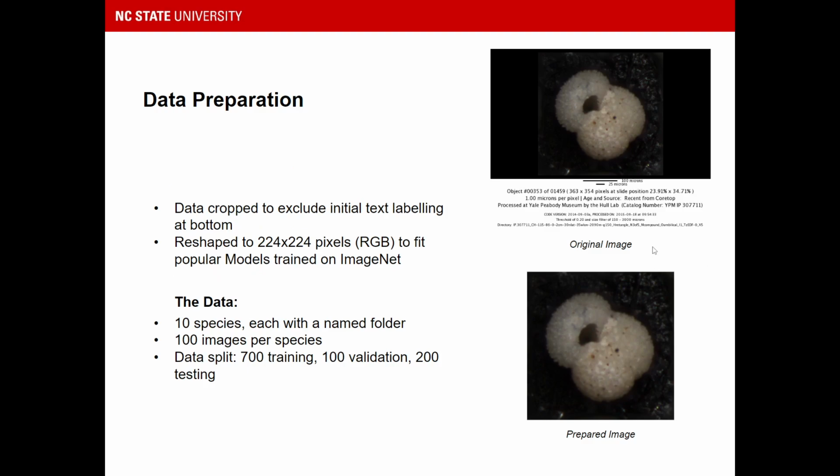Every single image from MLSSforums.org has an image of a forum with a label, and they're also all different sized images. So what we did was we worked to crop out the labels for these images and reshape them all to a uniform 224 by 224 pixels to fit some of the popular models we wanted to try, trained on ImageNet. So our data, we had 10 different species, each with a name folder, 100 images per species, which adds up to 1,000: 700 for training, 100 for validation, 200 for testing.